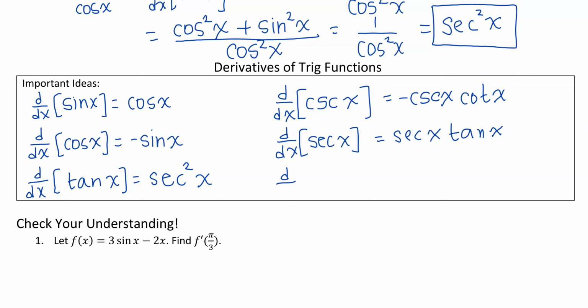And then what is the reciprocal of tangent? Cotangent. Okay, so the derivative of cotangent, what do you think it's going to be? If the derivative of tangent is secant squared, then maybe the derivative of cotangent will be what?